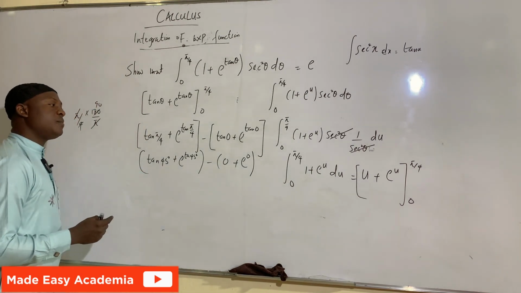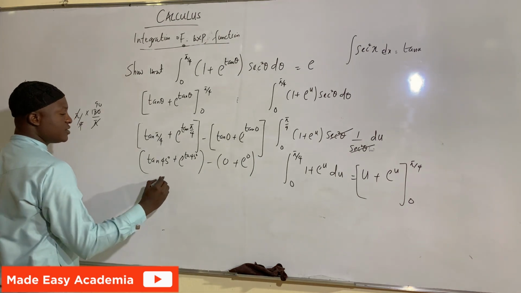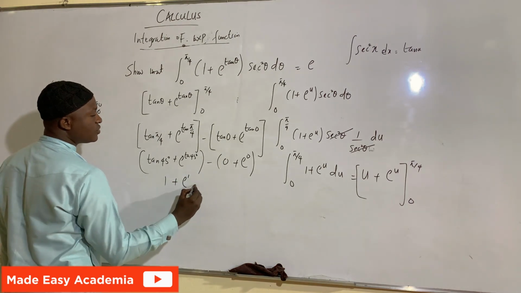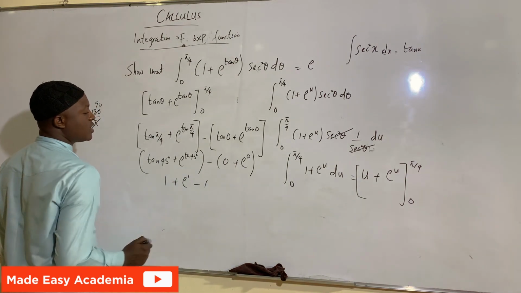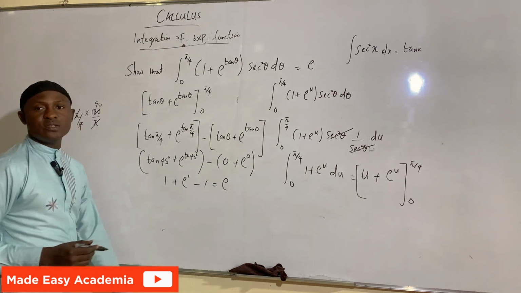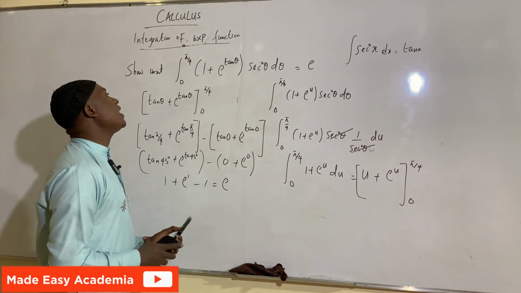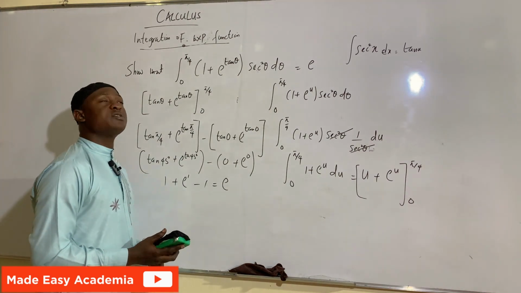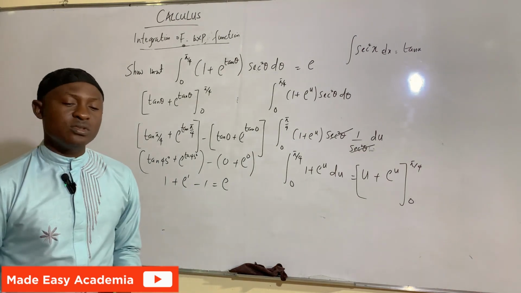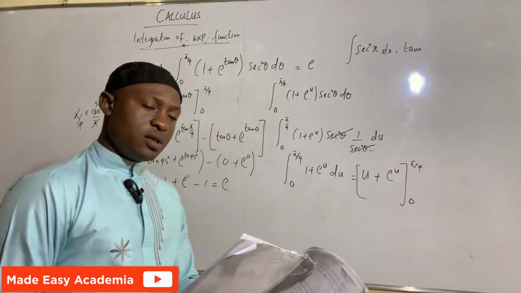So for tan 45, we press the calculator. Tan 45 is nothing but 1. So this is 1 plus e raised to the power of 1. If I subtract the lower limit, e raised to the power of 0 is going to be 1. So I have 1 here. So 1 minus 1 is going to be 0. So all we have left is e. That means the requirement is satisfied. So the integral from pi over 4 to 0 of 1 plus e raised to the power of tan theta sec square theta d theta is equal to e. So that's all about what we have for exponential functions.